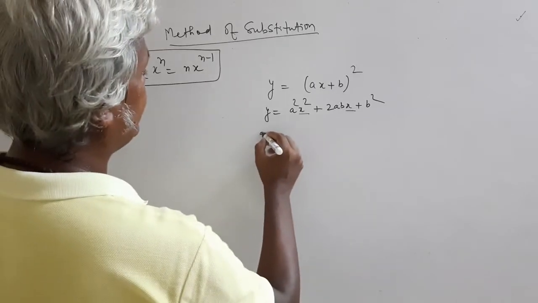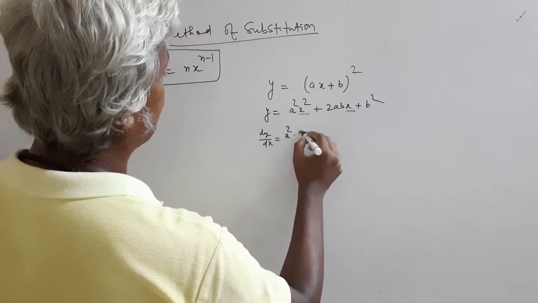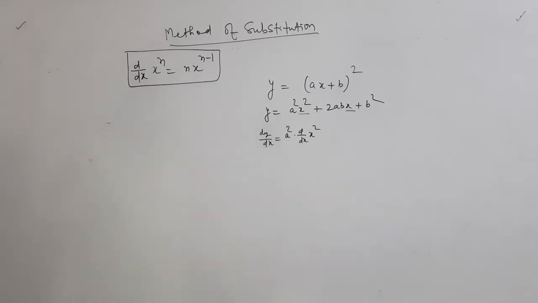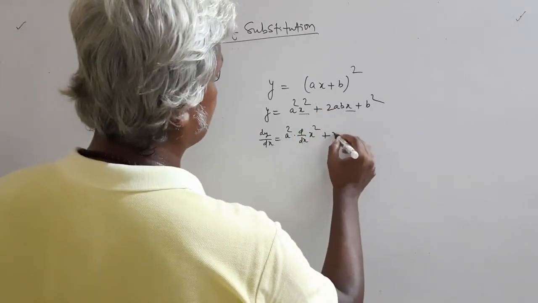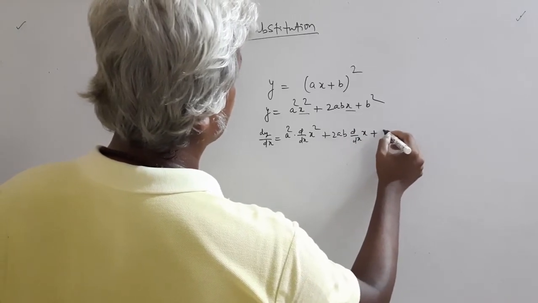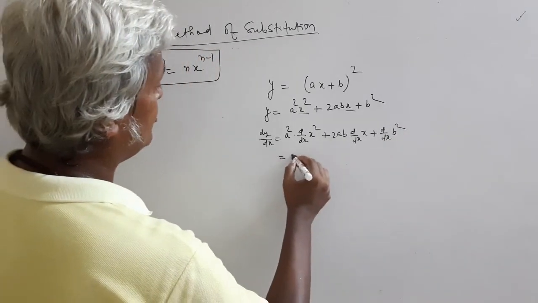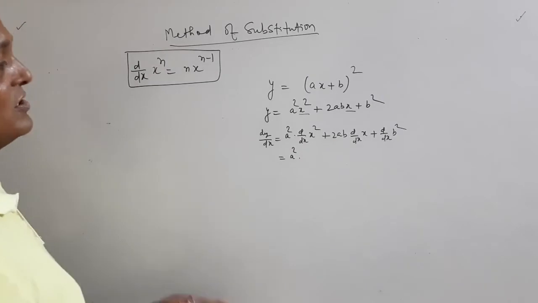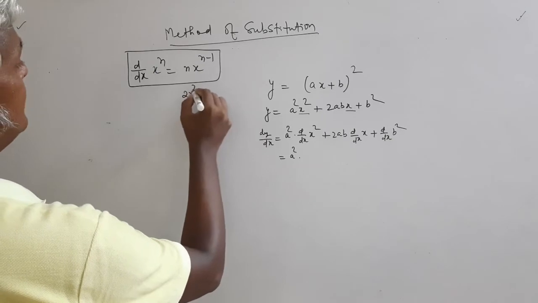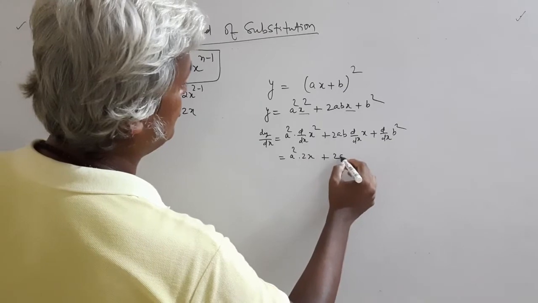So when you have to find dy by dx, you take a square outside, and just write d by dx of x square, because a square is constant. Same way 2ab is also a constant, so just write 2ab d by dx of x, plus this is eventually a constant function, this is b square. Now a square stays as it is, because this is a constant, and d by dx of x to the power n is 2x to the power 2 minus 1, that is 2x.